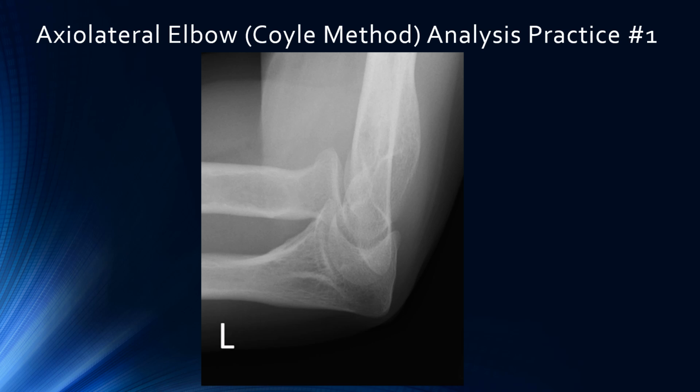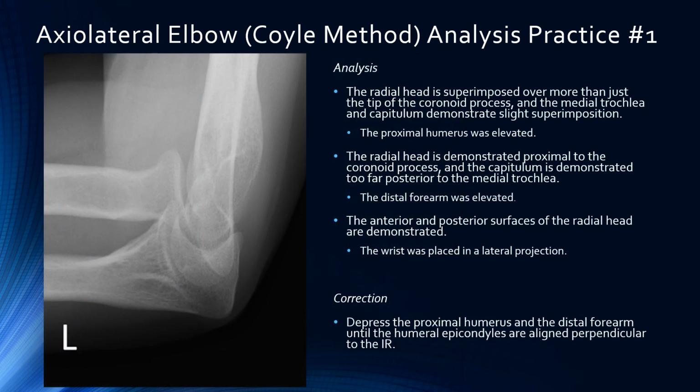The lateral elbow Coyle method, analysis practice number 1. Analysis for Coyle method practice number 1. The radial head is superimposed over more than just the tip of the coronoid process, and the medial trochlea and capitulum demonstrate slight superimposition, so the proximal humerus was elevated.